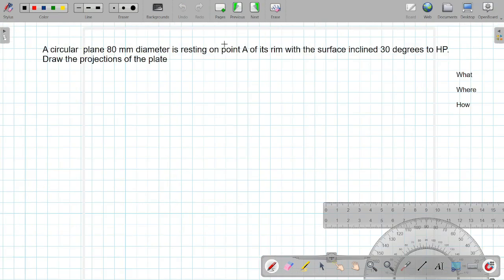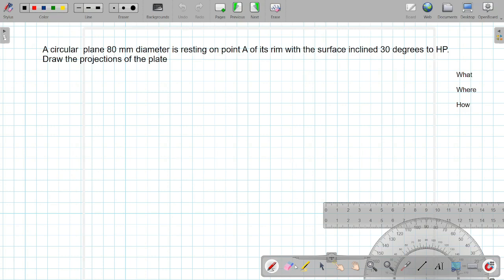The question says: a circular plane 80 mm diameter is resting on point A on its rim with the surface inclined 30 degrees to HP. Draw the projection of the plate.